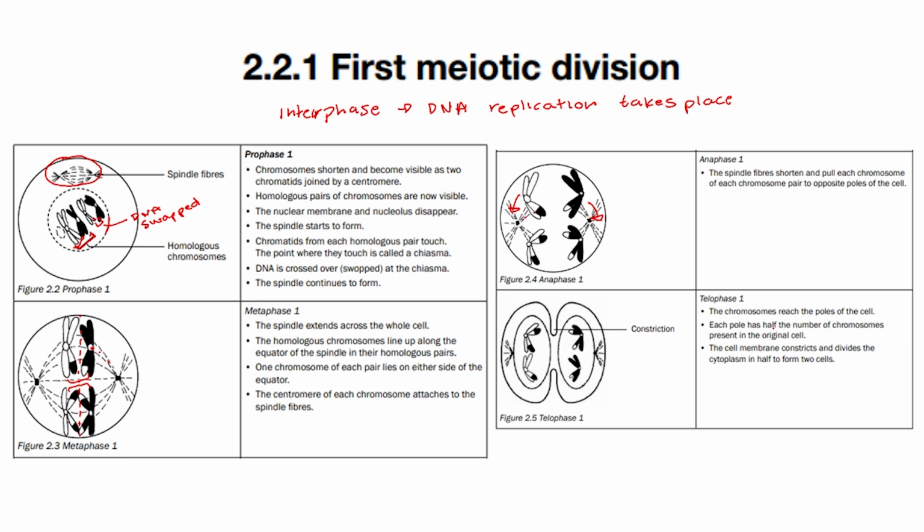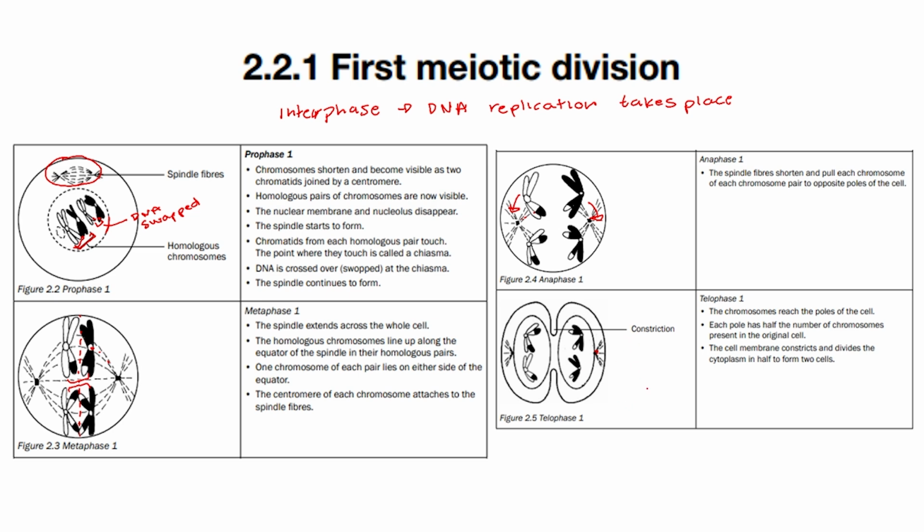During telophase 1, the chromosomes reach the poles of each cell, as we can see here, this being 2 chromosomes at this pole and 2 at this pole. Each pole now has half the number of chromosomes that were present in the original cell. The cell membrane constricts and divides the cytoplasm in half to form 2 cells.